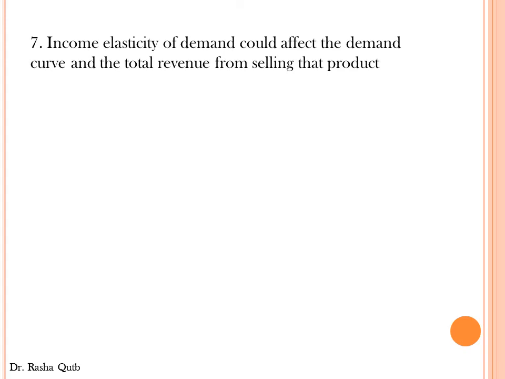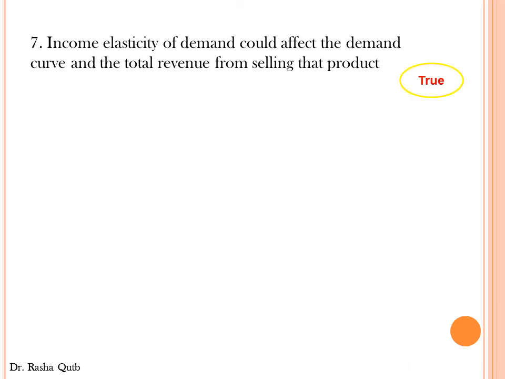Number 7, income elasticity of demand could affect the demand curve and total revenue from selling that product. This sentence is true. That is one implication of income elasticity of demand. First of all, we have to know that income could be considered as a shift factor for the demand curve. Here we have two kinds of products that the firm could face. Normal good, which has income elasticity of demand greater than 0, and other goods, which is inferior goods, a commodity being sold that has income elasticity of demand less than 0.